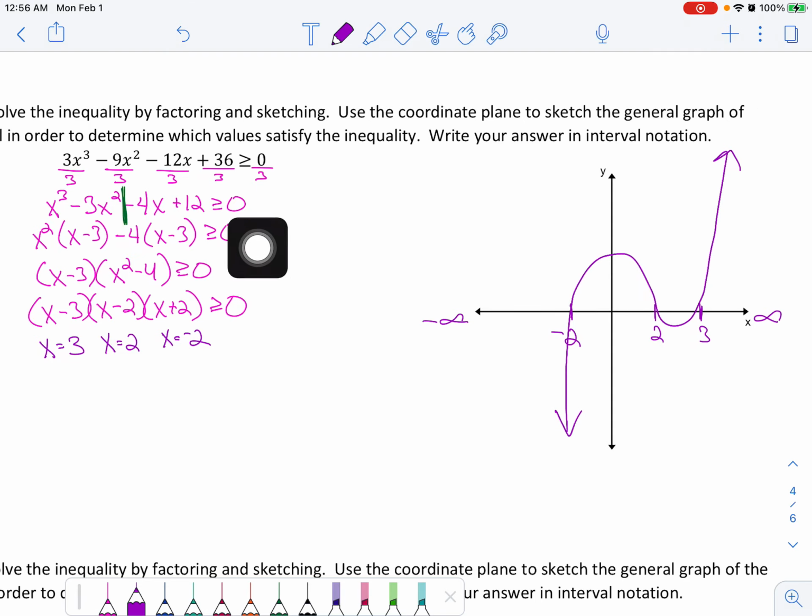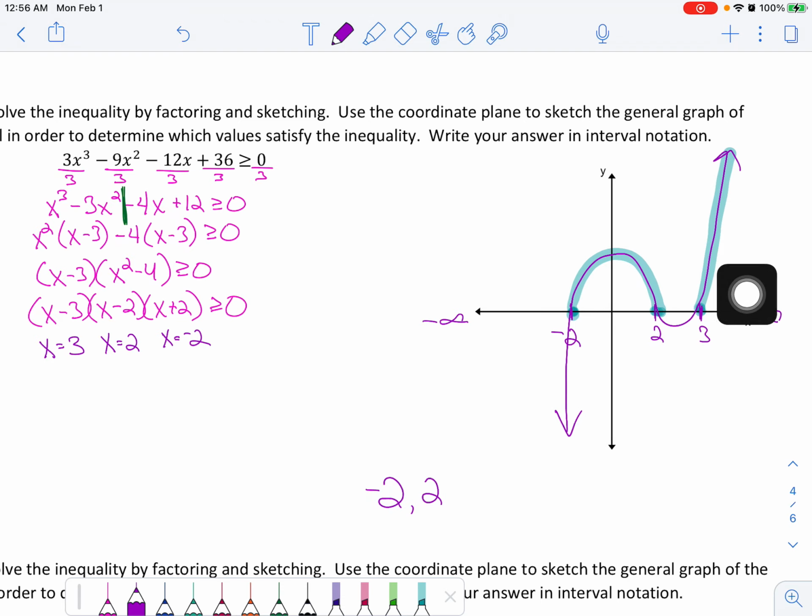So now I can look to see where am I greater than or equal to 0. Greater than or equal to 0 are going to be the places where you are above the x-axis or exactly on the x-axis for those x-intercepts. So my interval here, this particular loop of the curve starts at negative 2 and ends at positive 2. So negative 2 to 2. I have another part of the curve that's going to start at 3 and go to infinity. So union 3 to infinity.